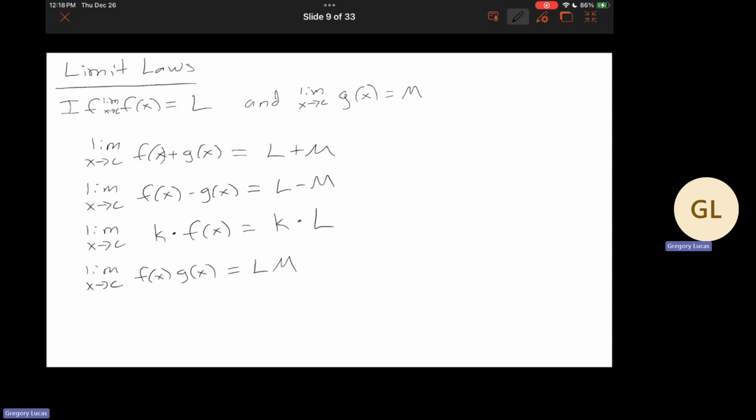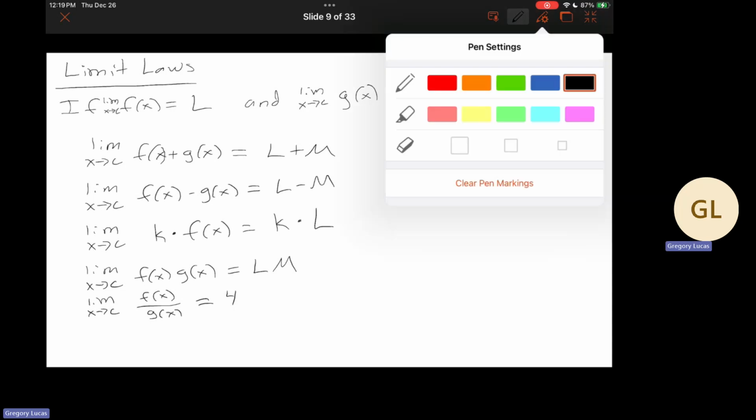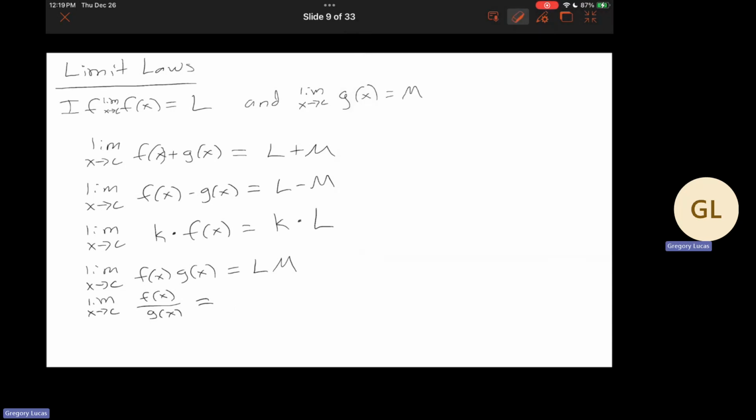So if I can multiply, I can also divide them. So I do f of x divided by g of x. It's important to note here, though, that we can't divide by 0. So if g of x is equal to 0, then the limit would not exist. So I'll write it as m can't be 0.